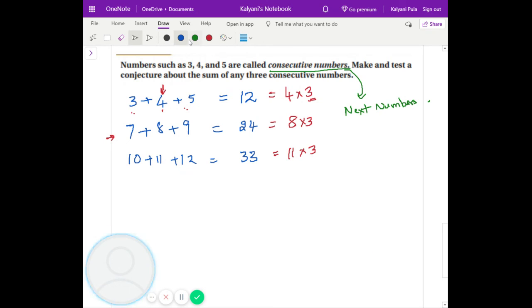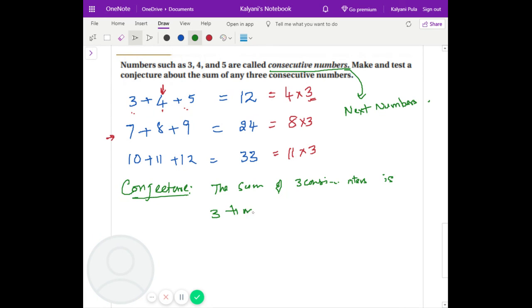So I can write a conjecture. Oh, okay. So the conjecture is basically: the sum of 3 consecutive integers is 3 times the second number. Do you agree on that?